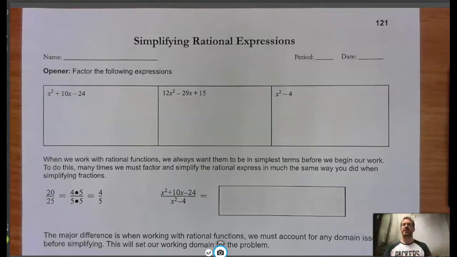So to get you thinking, we're going to do 3 factoring problems here as an opener. Why don't you go ahead and pause the video, take 4 or 5 minutes to go through those, factor those problems, flip the video back on, and we'll see how you did.